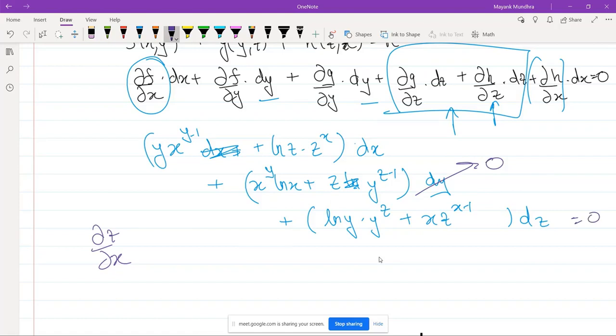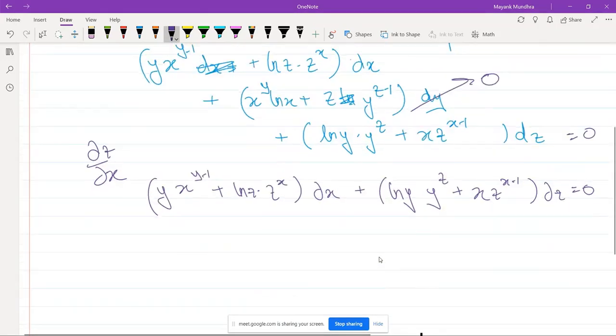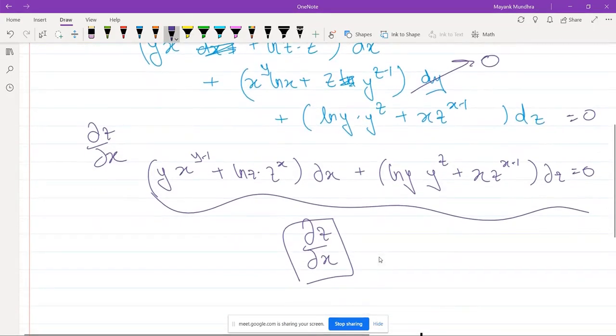Now this entire thing is 0. So what I get is y x to power y minus 1 plus ln z into z to power x, into dx, plus ln y into y to the power z plus x z to power x minus 1, into dz, equals 0. And from this equation you can find del z by del x. So that will give you the answer. After this, it's just a rearrangement.